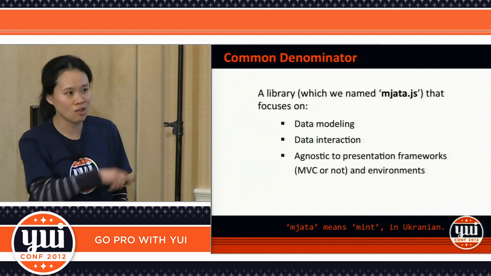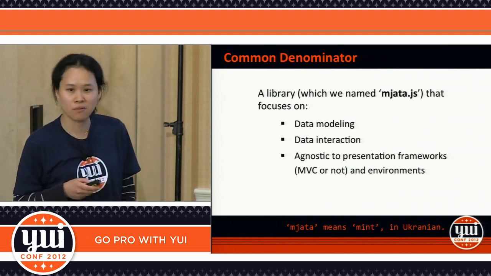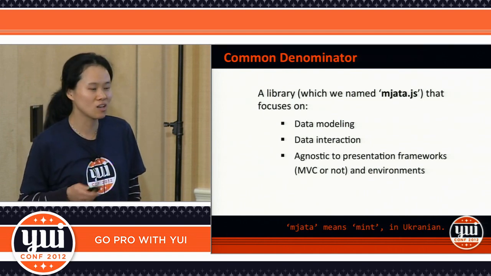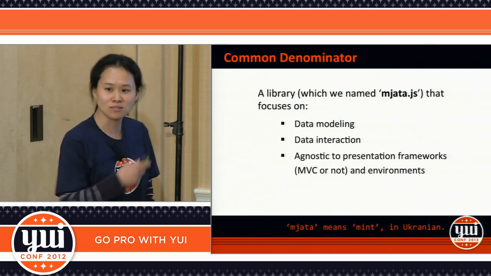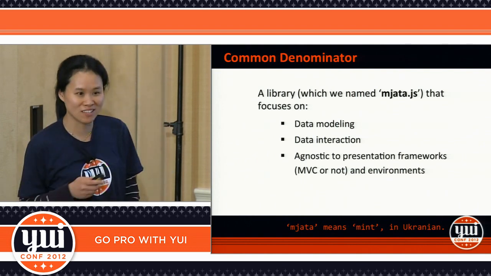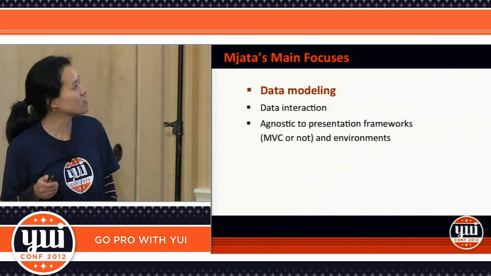So here, as Mjata means mint in Ukrainian, it's because we have a team that has team members from all over the country. And when we wanted to have a code name for our project, we were like, we want it to be mint, but not come up with all the localized versions. And the Ukrainian one sounds the best, so we picked it. And there's another reason why we picked it. So it's actually, I wouldn't tell you now, but probably later.